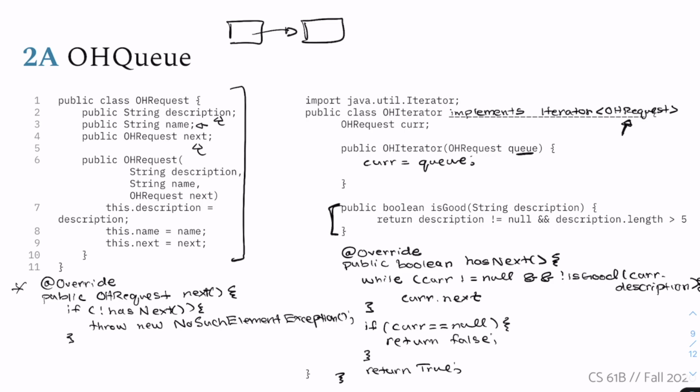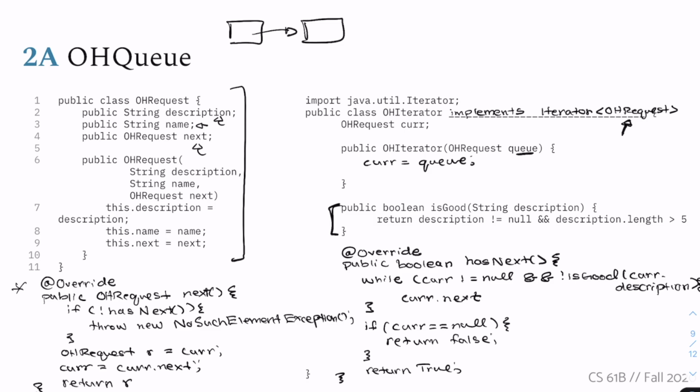So now that we've made sure that there is in fact an element for us to return, we have to pick that element out of our queue. So OH request r equals cur. And then we basically move our pointer in the linked list down by 1 so that next time, we can check the next element. cur = cur.next. And then we just return r. Great, so our iterator class is done.